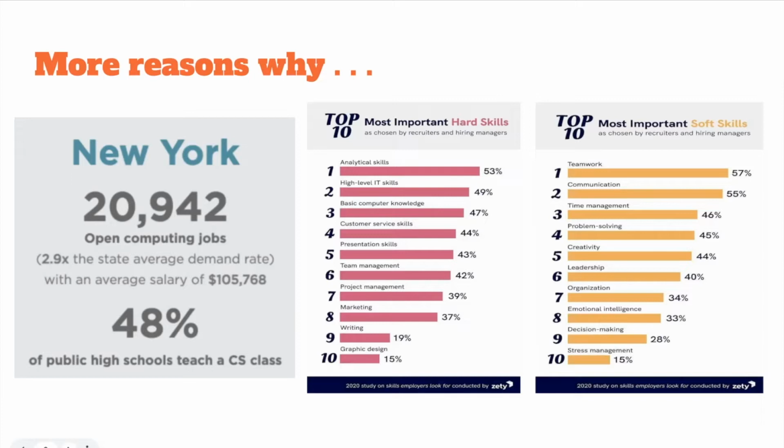I love that writing is on this list because I think it's really important, especially as our students communicate a lot through text or emojis, that they need to understand that writing is a very important part of being college and career and life ready. And then the last one is graphic design. And then we look at the soft skills: teamwork, communication, time management, problem solving, creativity, leadership, organization, emotional intelligence, decision-making, and stress management. So we need to be able to help our students develop the hard skills as well as the soft skills, and these standards can help with that.